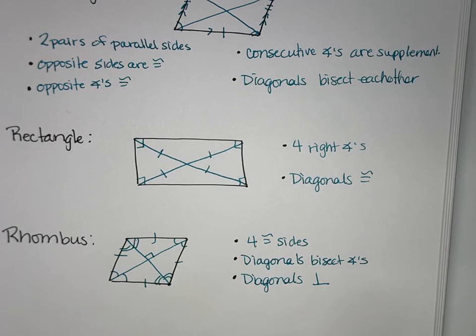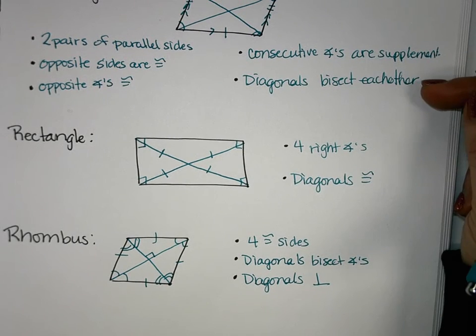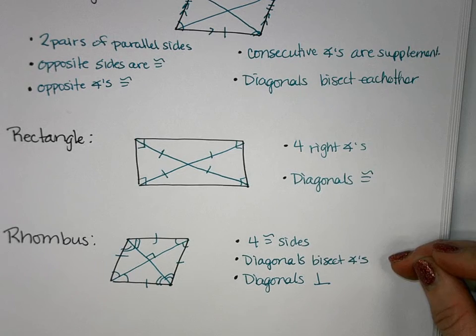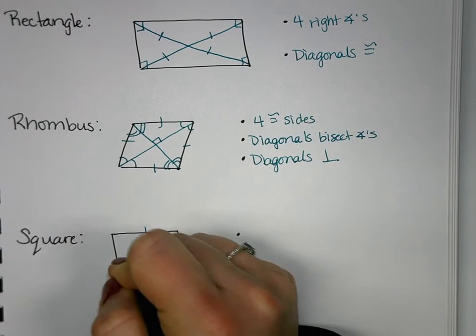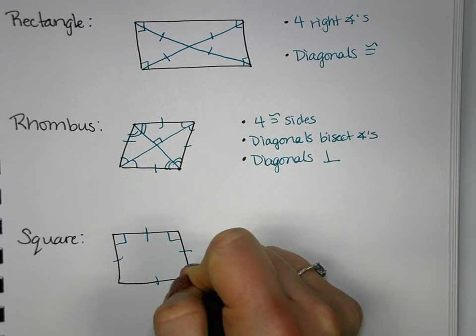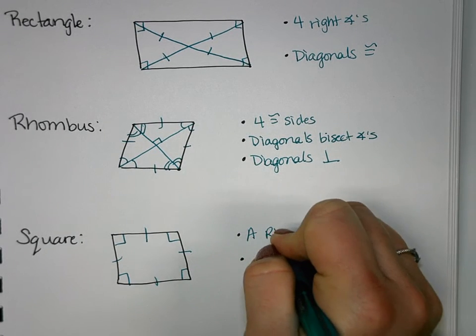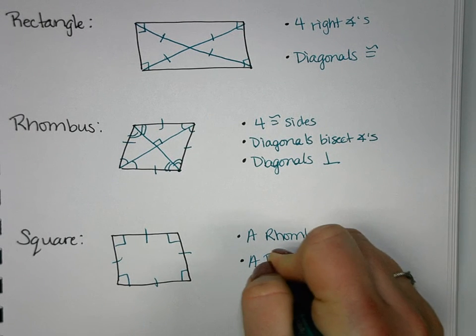Okay, and then our last thing was a square. Now a square has all the properties of a parallelogram, all the properties of a rectangle, and all the properties of a rhombus. Because a square is a combination of a rhombus and a rectangle put together. So it's a rhombus and a rectangle.